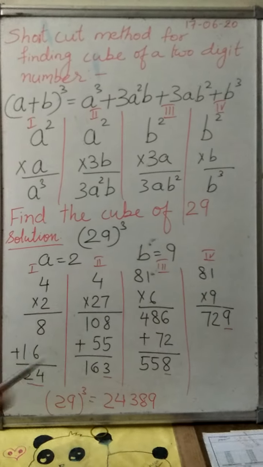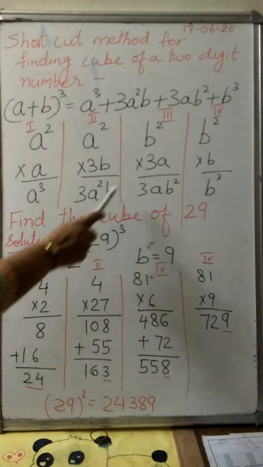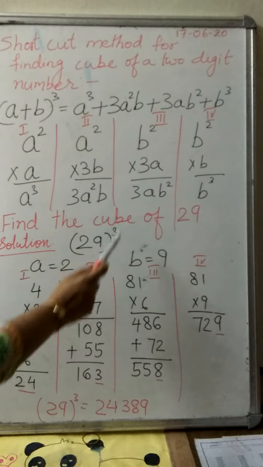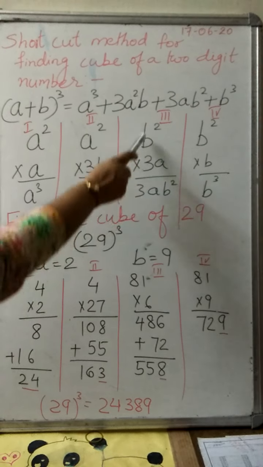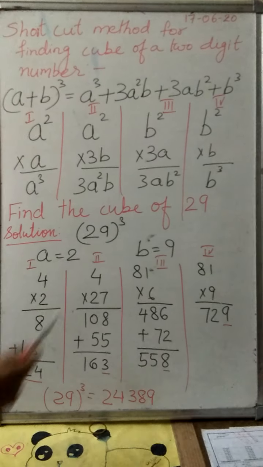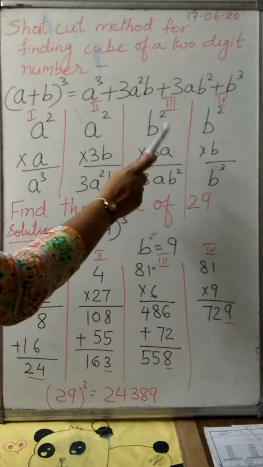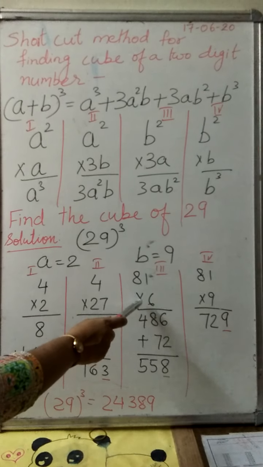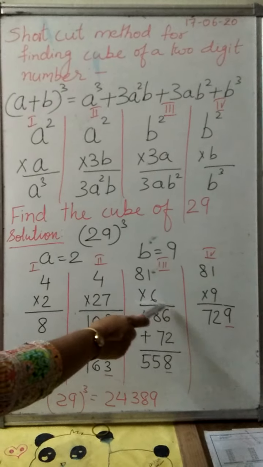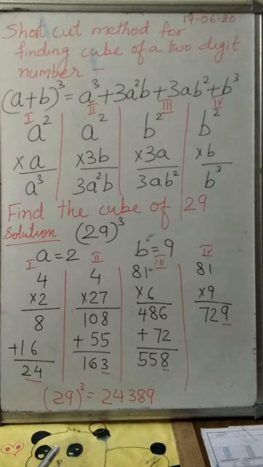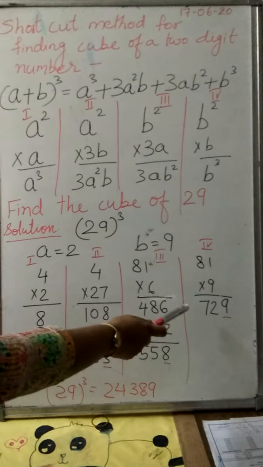Come to third column now. In the third column, b square into 3a. b is 9. So square of 9 is 81. So here it is 81. And then 3 into a. a is 2. So 3 2s are 6. Now multiply 81 by 6. So the answer is 486.